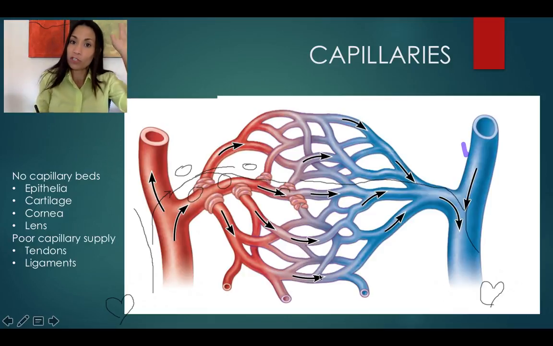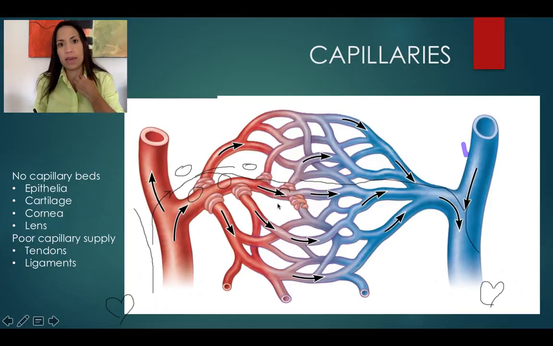And let's remember, we mentioned this at the beginning of the course, epithelia and cartilage do not have capillaries. So they receive their nutrients and oxygen through diffusion from blood vessels located in another underlying connective tissue. Cornea, lens, parts of the eyes do not have capillaries. And tendons and ligaments are poorly vascularized, meaning that they have a low amount of capillary beds.